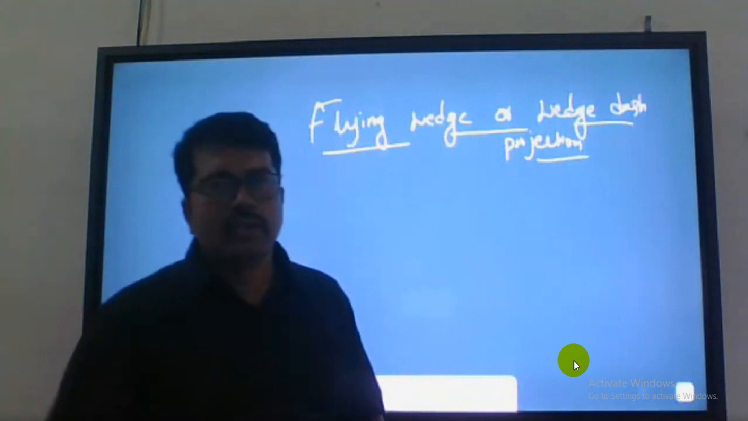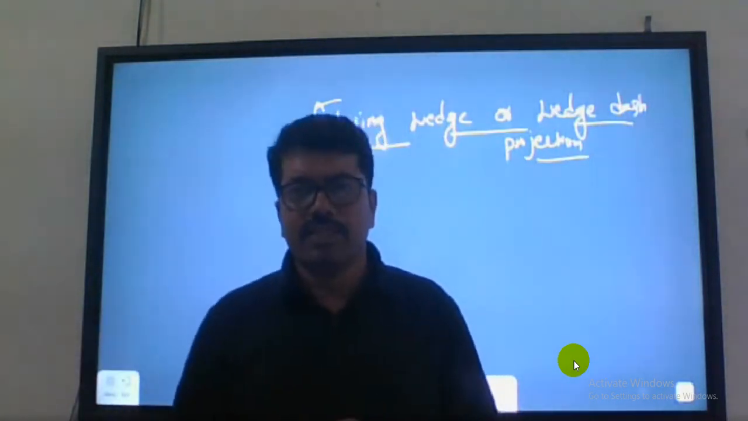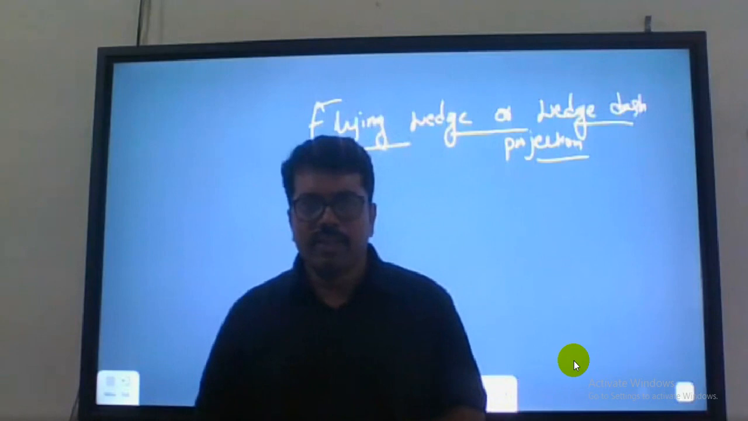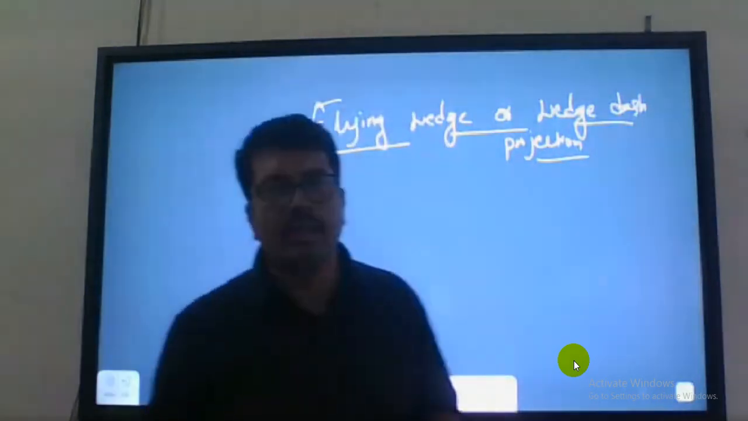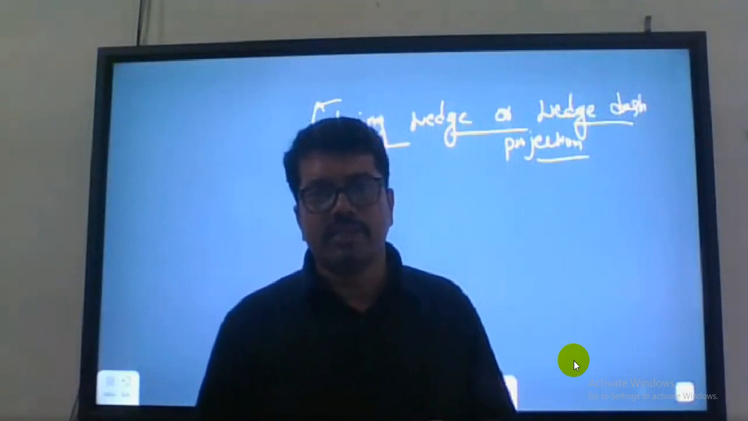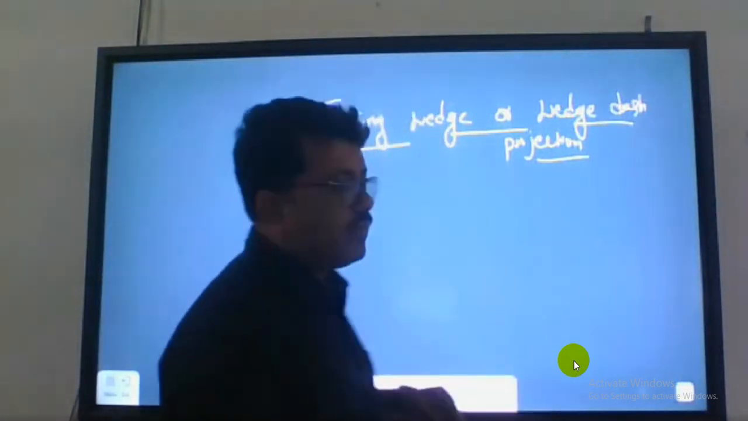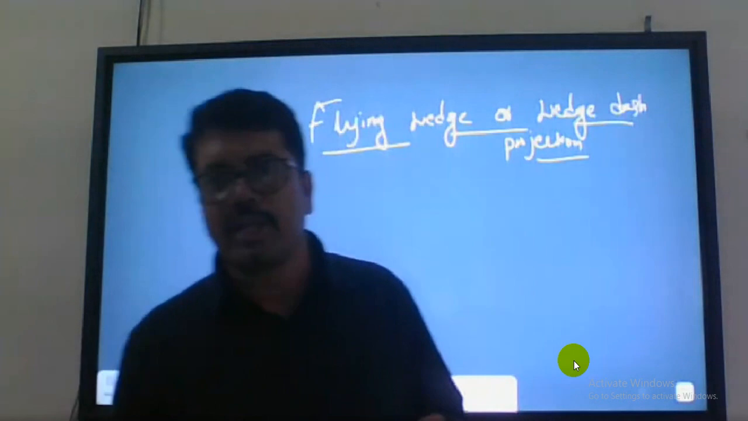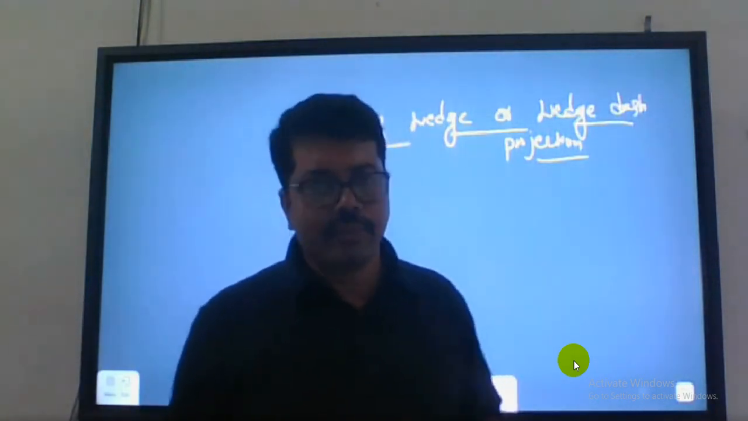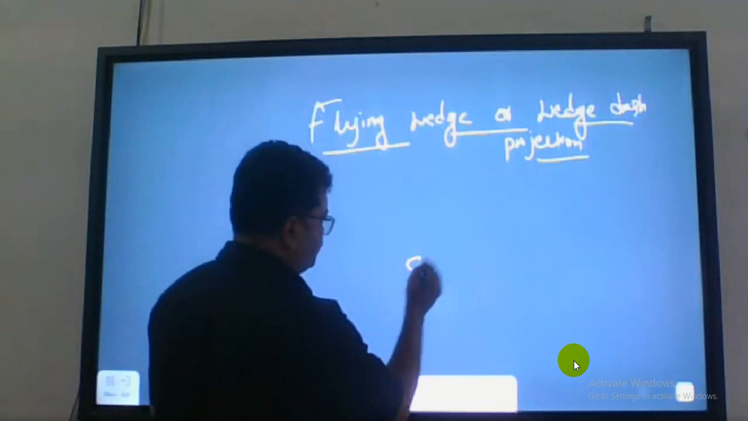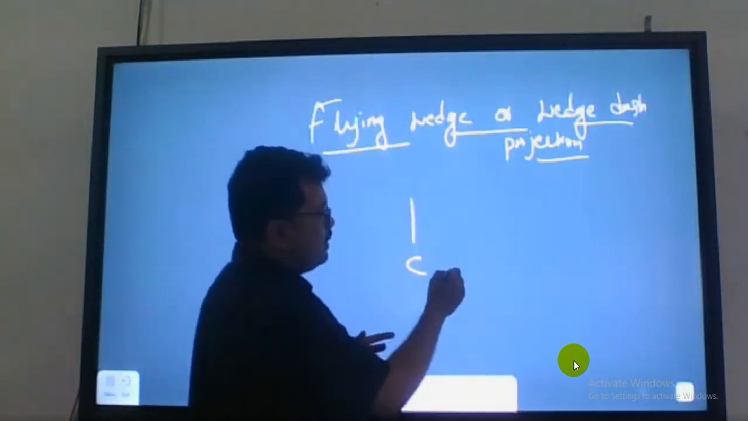Fischer projection is the most common representation of a three-dimensional molecule onto a two-dimensional surface. So, three-dimensional molecule onto a two-dimensional surface. What do we call representing three-dimensional in two-dimensional? We call it Fischer projection. In ordinary, for example, if you take this one, you know this one.